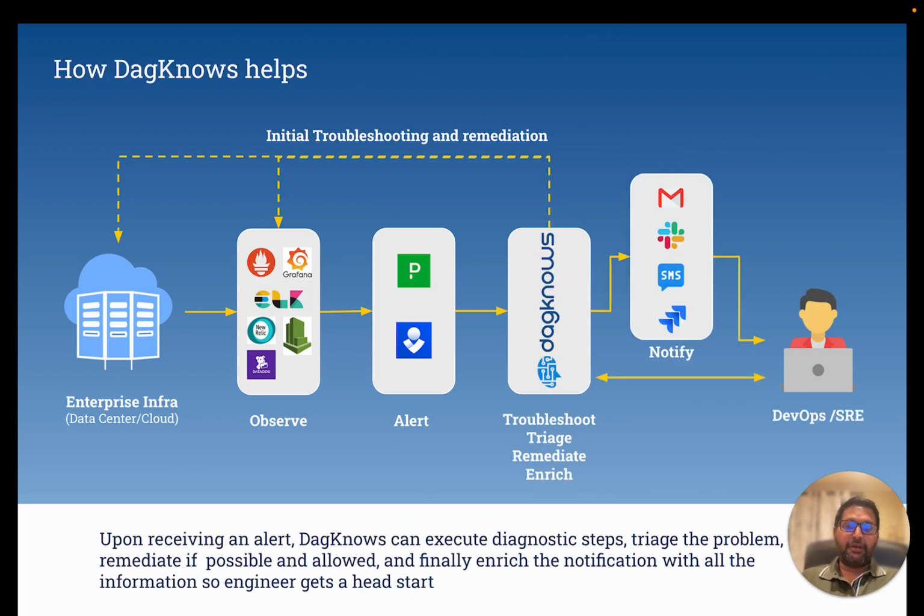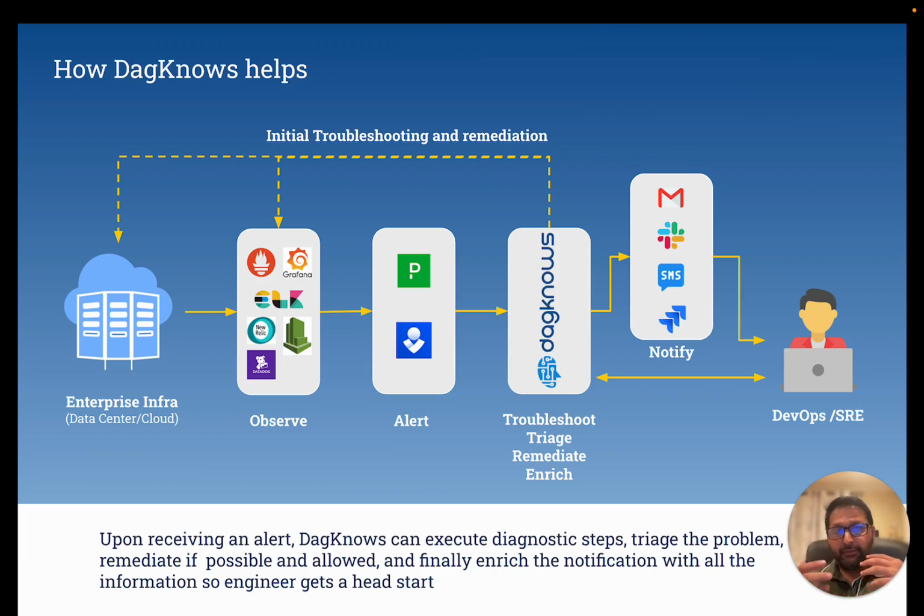DagKnows is a tool that sits between your alerts and before you notify. It can ingest an alert, and then it can do all that initial troubleshooting on behalf of a user. It can check your observability dashboards. It can check your infrastructure and application health. It can gather all the data you need. It can also remediate the issues if the issues are simple enough.